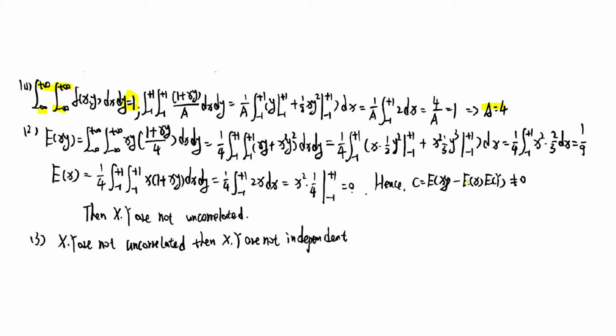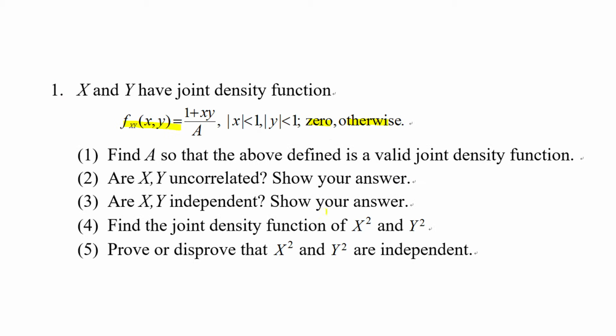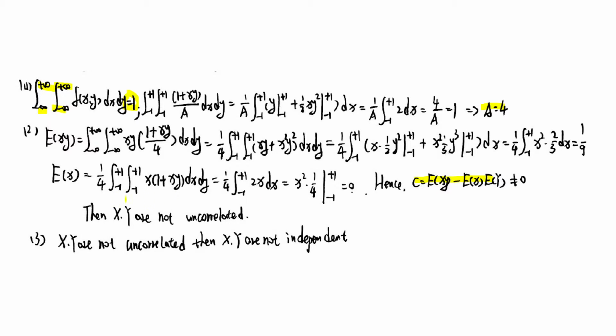In order to calculate c, we need to calculate every part of this equation here. Just based on the definition of E[x] and E[xy] here, it's easy to find that c is not equal to 0, so x, y are not uncorrelated. And the third question is: are x, y independent? We already know that x, y are not uncorrelated from question 2, so it's easy to know that x, y are not independent.